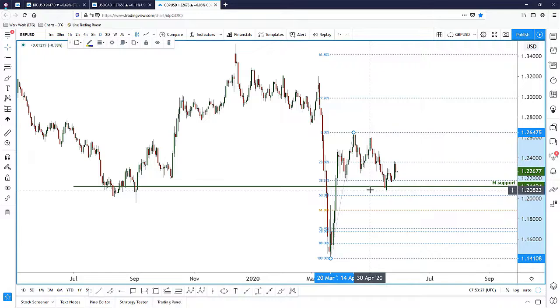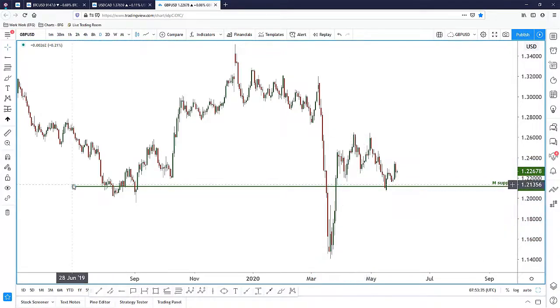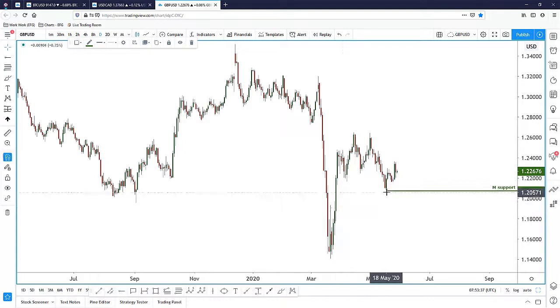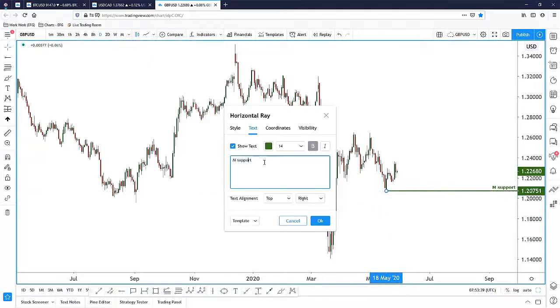Okay, so there's no point in zooming in too much, especially when you know that the level comes from the monthly support. All right, so let's just tidy it up, and the monthly support level, I'll just back it up to here, and then I'll call this the monthly and daily support.